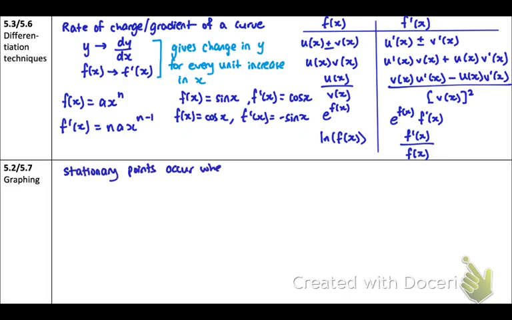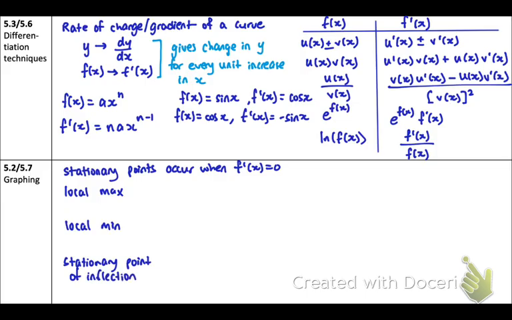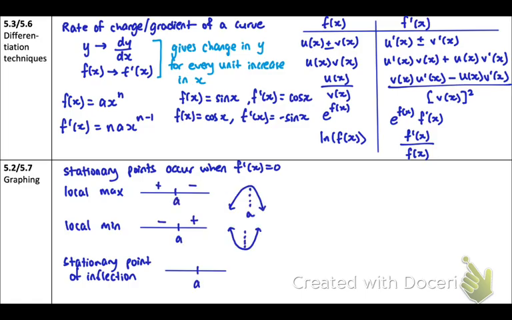Now, if we are graphing, remember that stationary points occur whenever our derivative is equal to 0. So we're looking for horizontal tangent lines. There are three possible outcomes when we set the derivative equal to 0. We could either get a local maximum, and if I were to look at the sign diagram, I'll see that to the left and to the right of our value of interest, x equals a, the function first increases, meaning the first derivative is positive, then decreases. That tells me I have a local max.